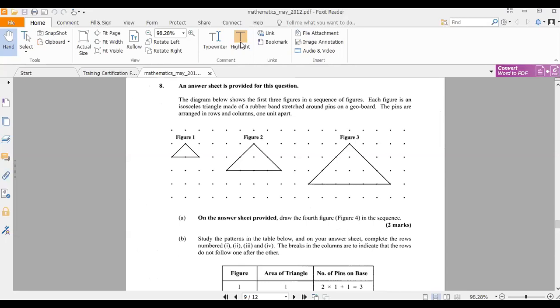Here, the third one is 12, so the fourth one will be 16 now.